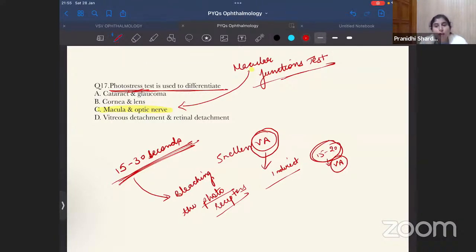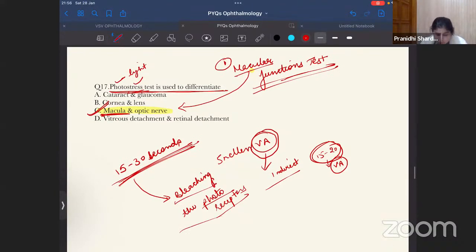If he is not reading it normally, there is some problem in the macula. If the photostress test is positive, that is, after 30 seconds he is not reading the same line on Snellen's chart, what is the defect, macular or optic nerve? The defect is in the macula. So it is a type of macular function test. Again, the next topic you have to read is the macular function test, that is the photostress test. It is a stress given to the eye with light, and we are bleaching the photoreceptors.